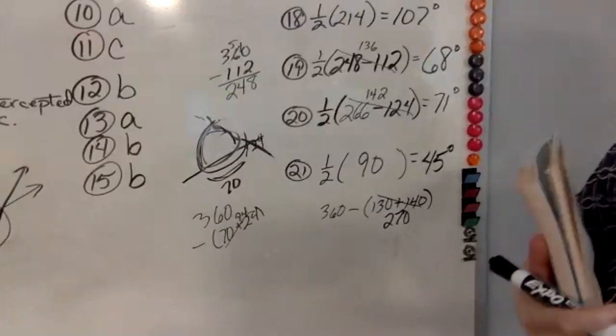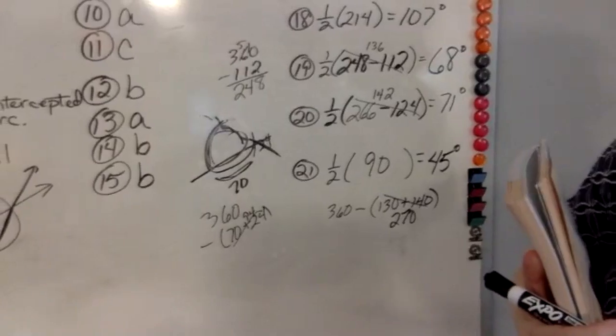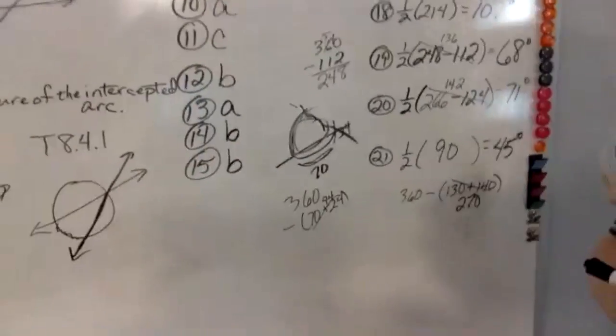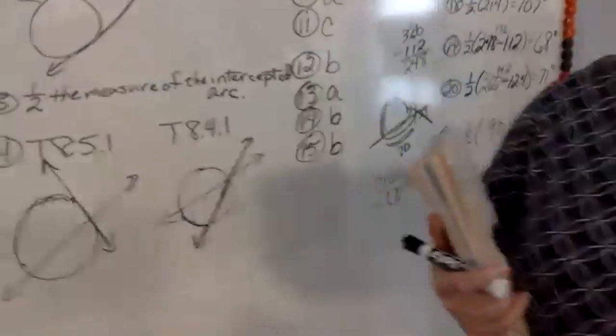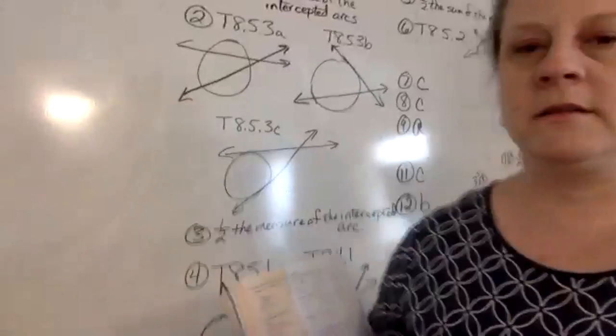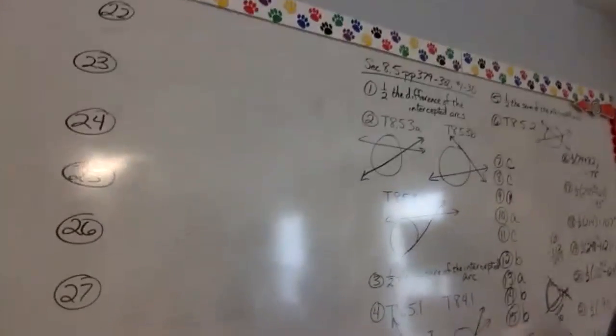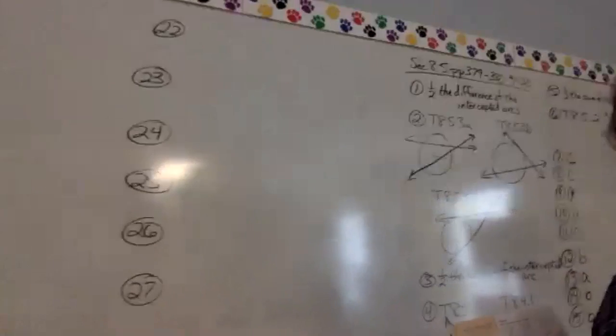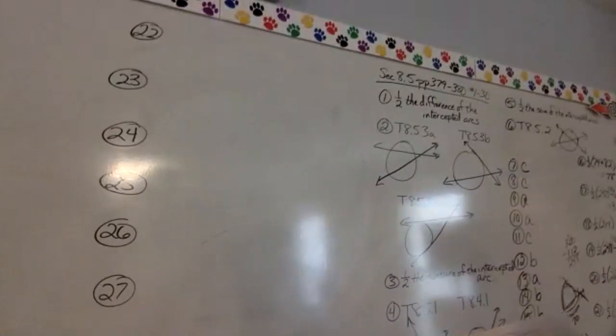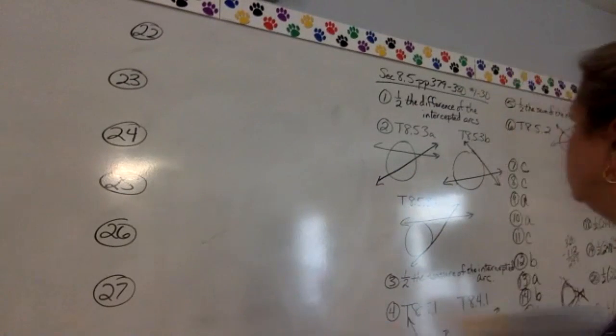Everybody got through 21 down? We're rolling, we're rolling. Somebody's baby outside is not happy. All right, so here we go. We're ready for 22 through the rest of it right now.